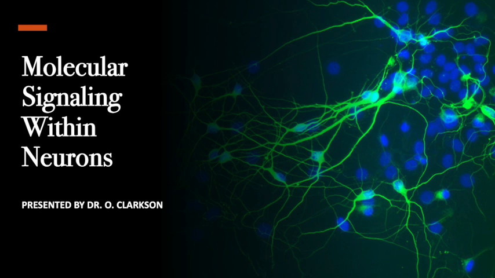Protein kinase A activates phosphorylase kinase using ATP. Phosphorylase kinase then activates glycogen phosphorylase in the same manner. Glycogen phosphorylase will lead to the breakdown of glycogen to be used as energy by the skeletal muscles during the fight or flight response.